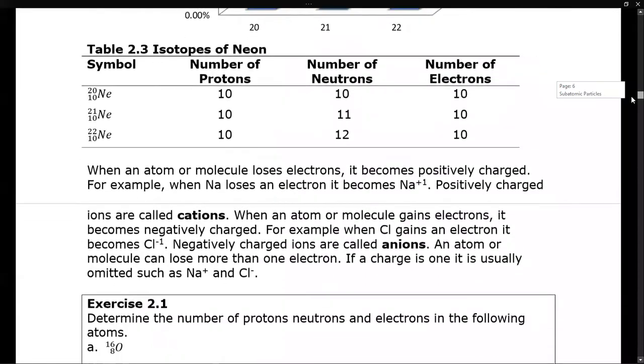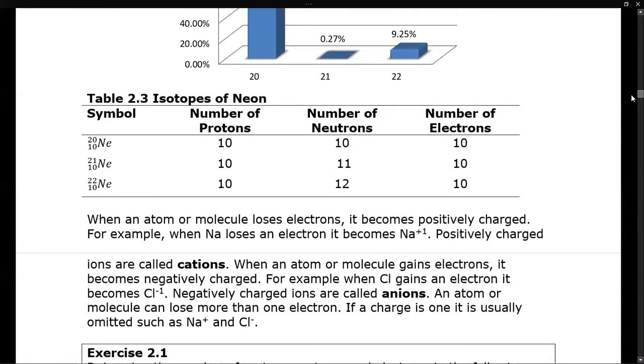So here are the isotopes of neon. They all have 10 protons, but they're going to have different mass numbers. You see 10 plus 10 is 20. 10 plus 11 is 21. 10 plus 12 is 22. And so there are different numbers of neutrons giving us different masses for each neon isotope.